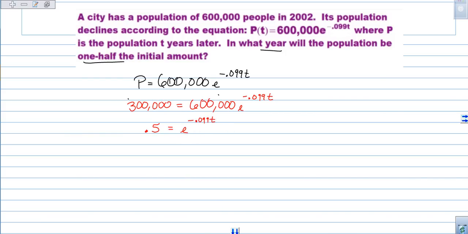Okay, so the inverse of e is the natural log. That's the ln. It's not e to the negative 1, but it's the inverse function of e. So that means we would do ln of 0.5 equals negative 0.099t, and then we would divide by negative 0.099 on both sides.